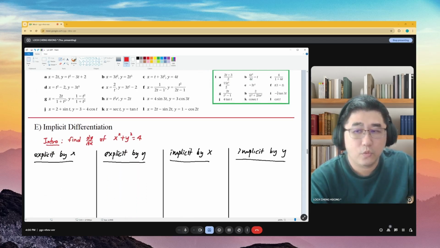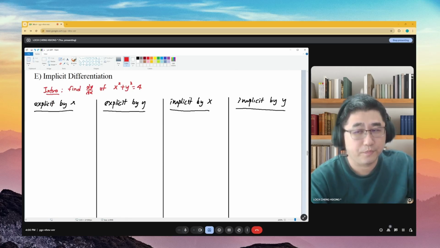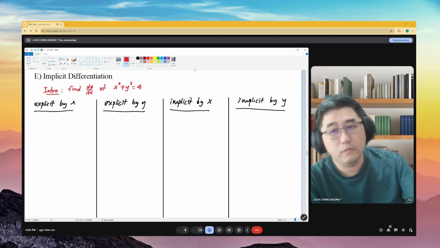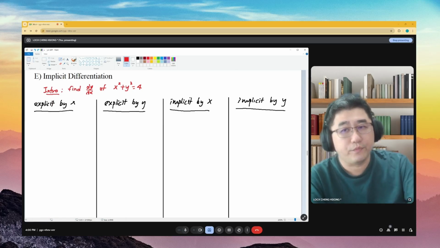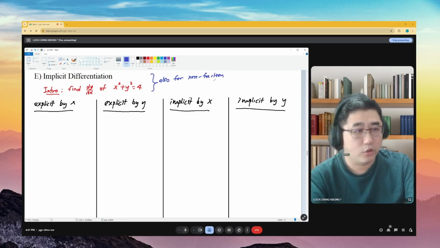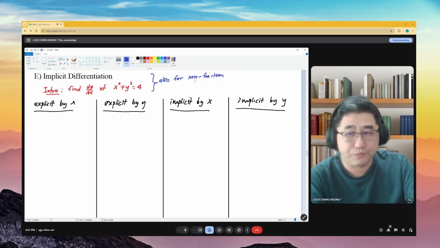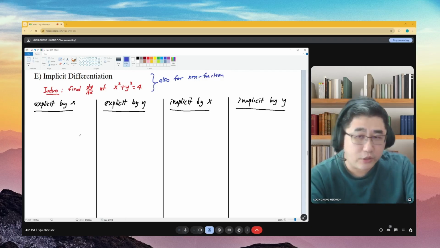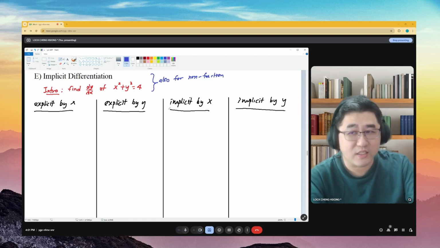Next, we have implicit differentiation. Again, this is also for non-functions. So how do we actually deal with non-functions? Before I show you what exactly implicit differentiation is, I'm going to show you by using an example first.